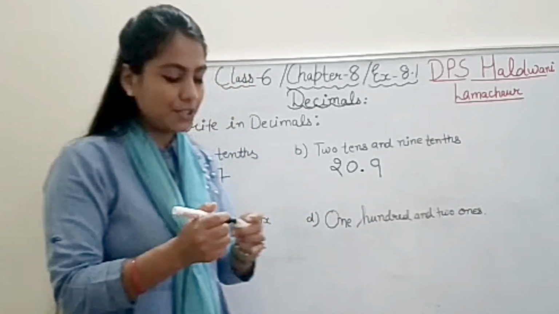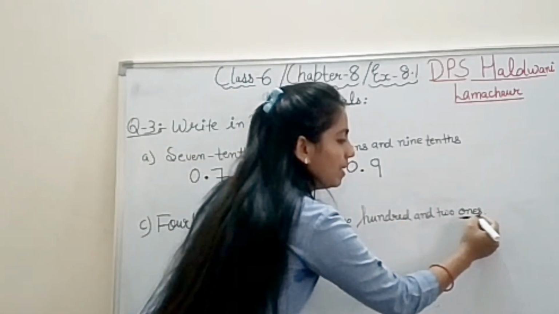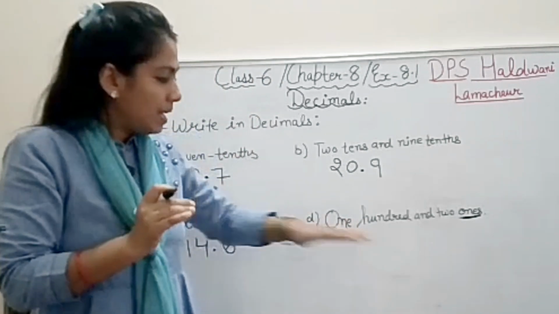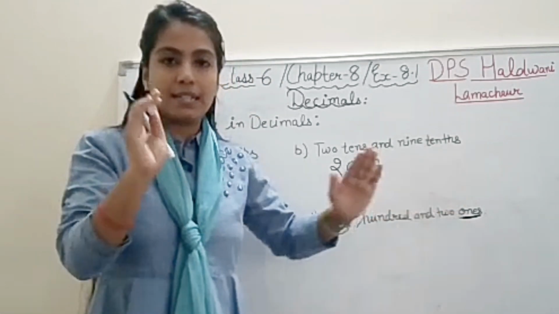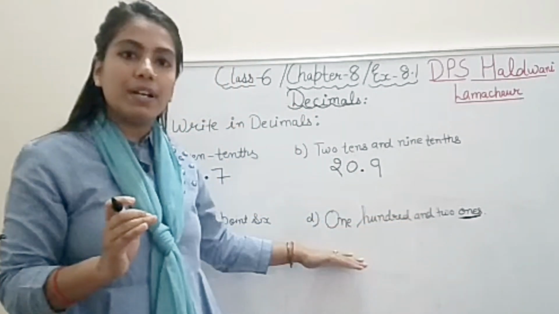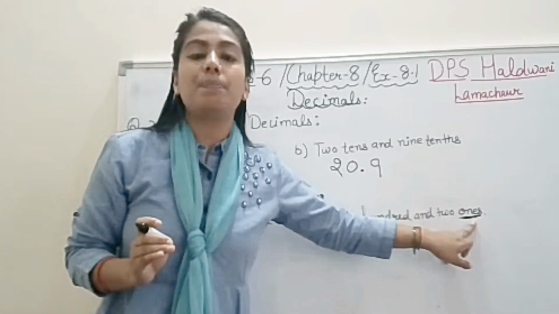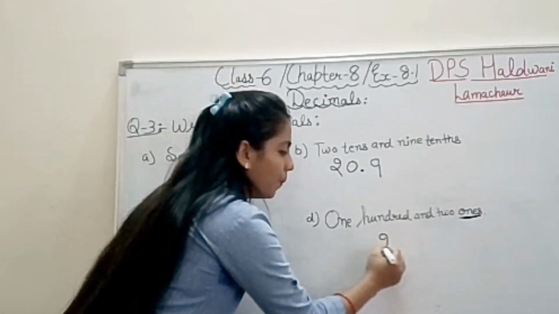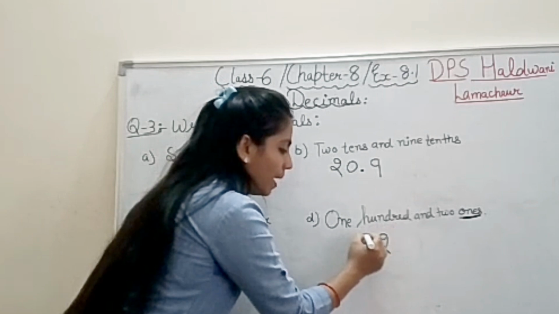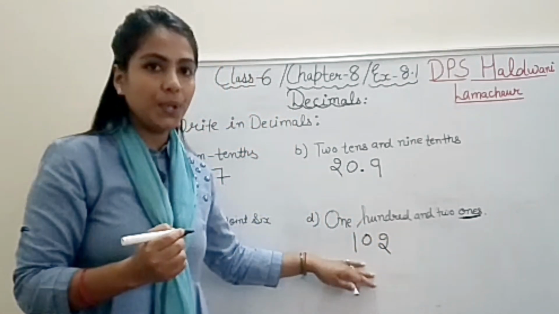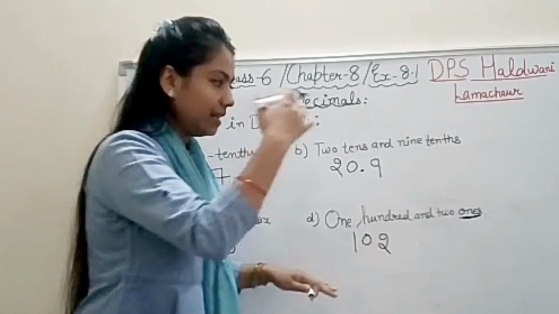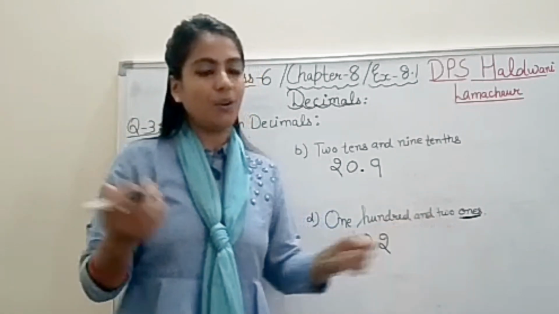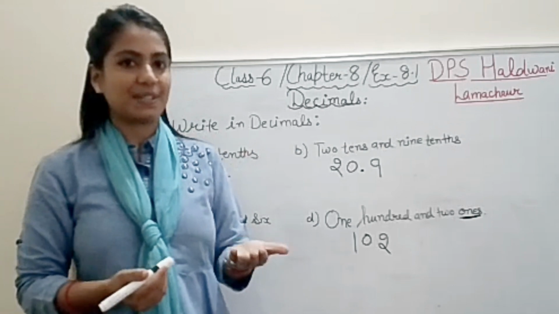Now, next is 102 ones. Student, always you need to see the place, what is asked in the question. 102 is a number and this whole number is present at ones place, meaning we don't have any decimal part. So 2 is in ones place. The whole is in the whole part and the decimal part we don't have. So it means you can write 0.00 or not, your choice.